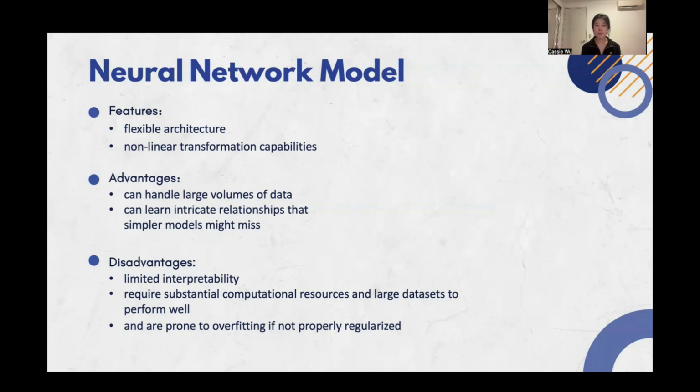Neural networks capture complex patterns in data due to their flexible architecture and nonlinear transformation capabilities. They excel in handling large volumes of data and learning intricate relationships. However, neural networks also have drawbacks, such as limited interpretability, high computational requirements, and a tendency to overfit.